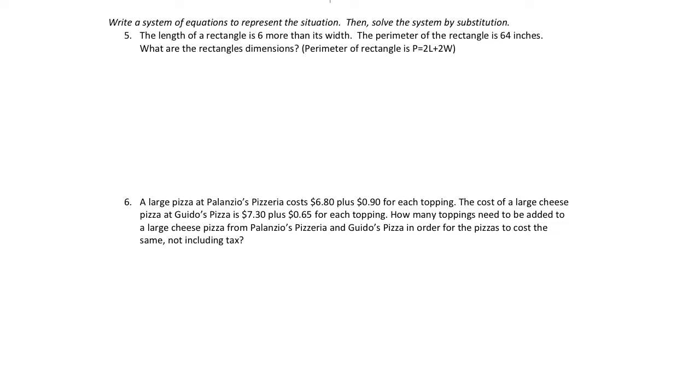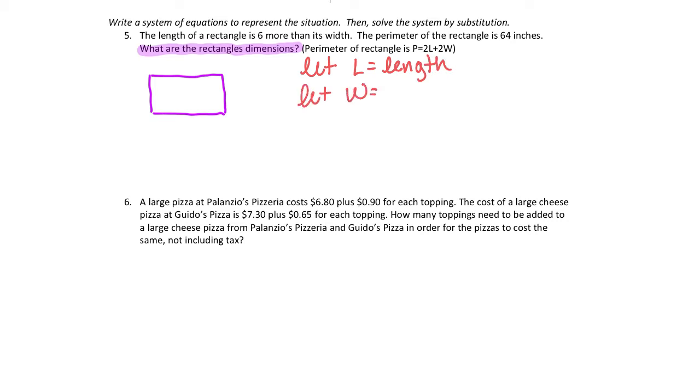If it talks about a shape or something you can see, it's always a good idea to draw an image. So I'm going to draw this rectangle. And I also want to go back through these directions kind of backwards, because the last sentence usually tells you what you're looking for. Now, not always, sometimes they bury it, but what are the rectangle's dimensions? That's what I'm looking for. And that tells me what variables to define. So I am going to say, let L equal the length. So we're looking for the length and the width. Those are the dimensions. So let L equal length, and let W equal the width.